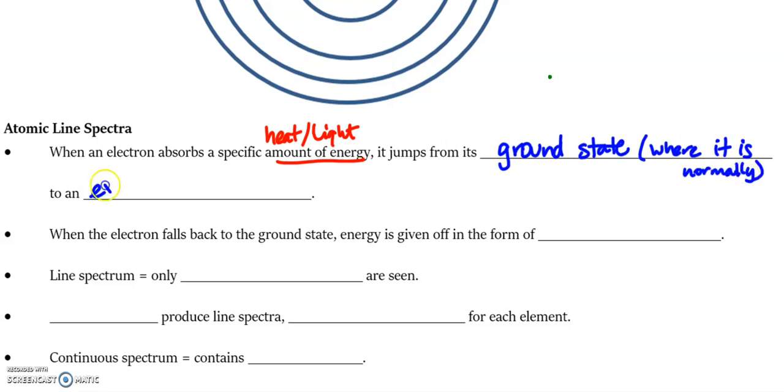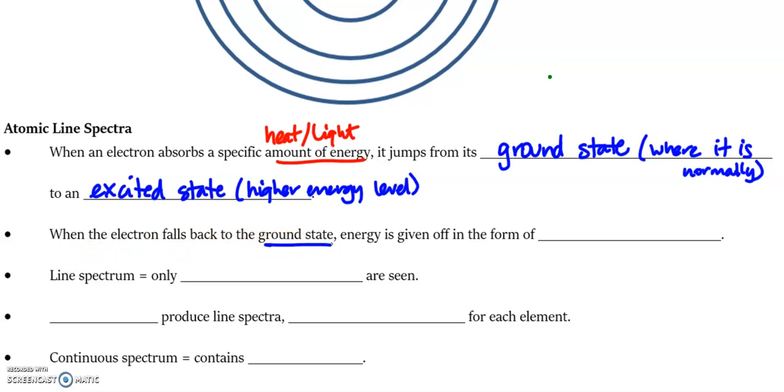And then it jumps to an excited state. And this will be a higher energy level. Now, when you add energy to something, it gets excited, it jumps up, but it won't stay there. At some point, it's going to fall back down to its ground state. So when the electron falls back to the ground state, that energy that was added is then released. And it can be released in different types of electromagnetic radiation. If it's infrared or ultraviolet or anything like that, we can't see those. So we will only see it when it's given off in the form of light.